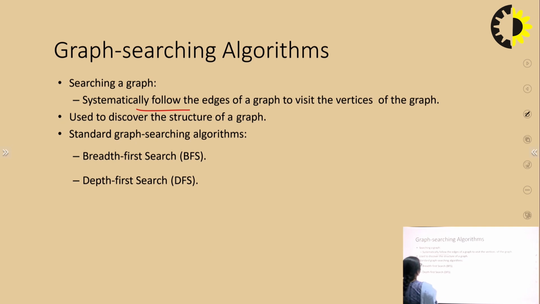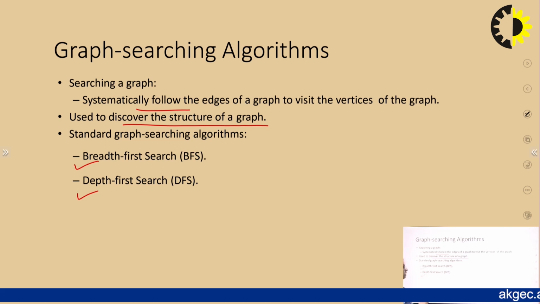Actually there are so many uses. One is to discover the structure of the graph. There are two algorithms, BFS, breadth first search, and DFS, depth first search. Later we'll come to know that the names are given according to the concept used. Two concepts are used: one is you can go breadth wise, and another is you can go depth wise. When you are traversing from a particular point, the traversal can be breadth wise or depth wise. So now let us discuss the algorithms one by one.